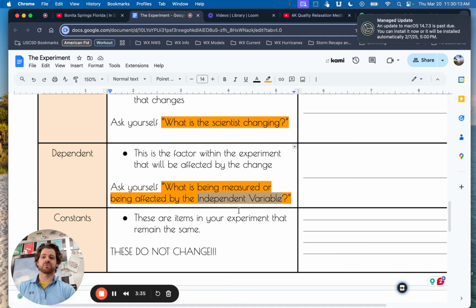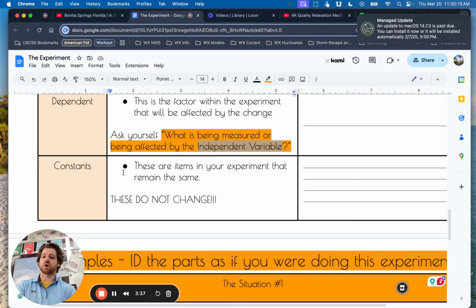As far as some other things that you'll need to consider, things like constants. These are things that stay the same. These are things that do not change. So amongst all of your baobab trees, you want them to get the same amount of sunlight, the same amount of water, the same amount of trimmings, the same amount of pest protection, all these different things. You're going to want that to be the same, because the only thing you want to be different is the amount of fertilizer.